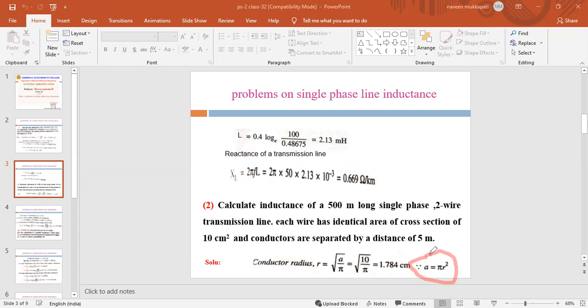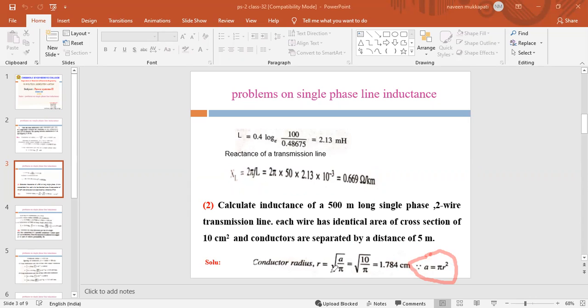Area A, for a circular conductor, the area A is equal to pi r squared. By using this formula we write down the radius. In that, A is the area, r is the radius. Therefore the conductor radius r is equal to the square root of A by pi, where A is the area and r is the radius of the conductor.